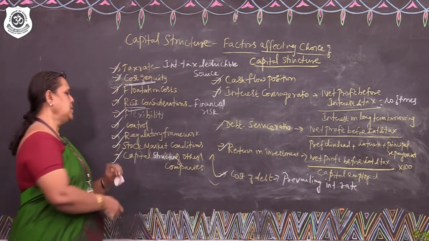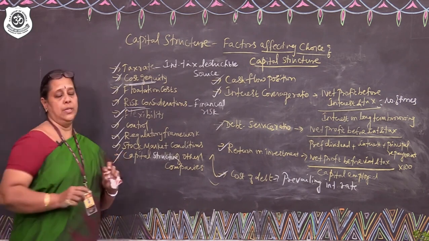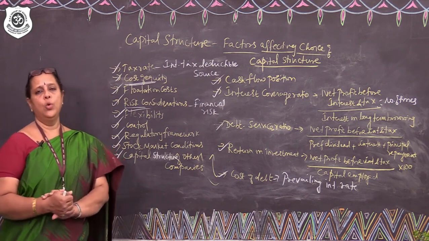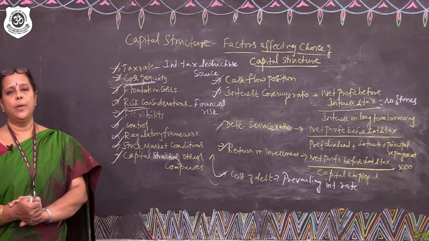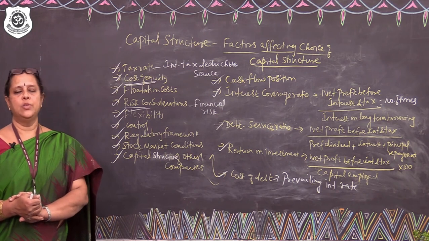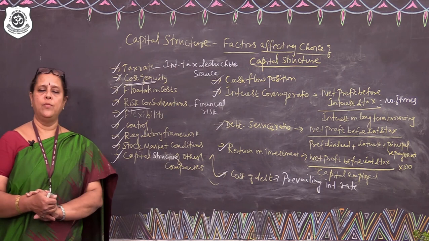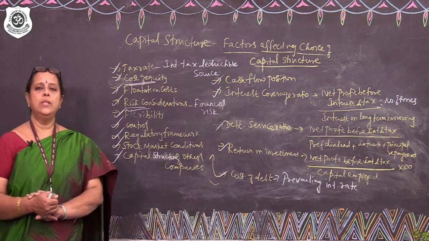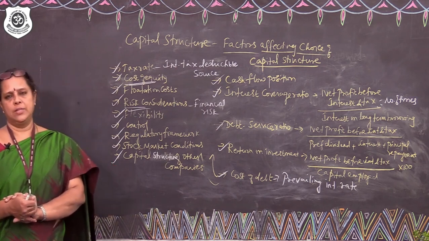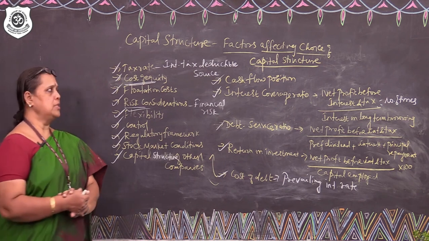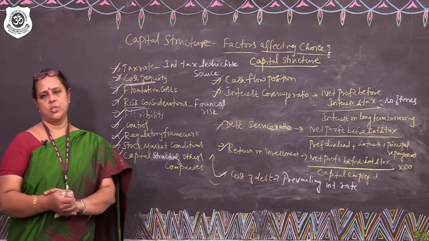The next one is capital structure of other companies. To be safe, they can follow the capital structure that has been adopted by the other companies of the same industry, so that any problem or advantages taking place will be there for all the companies of the same industry. So these are the factors determining choice of capital structure.